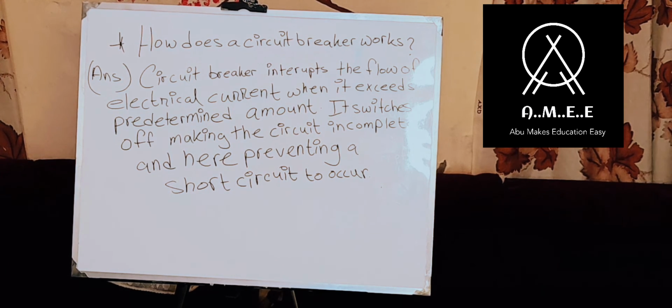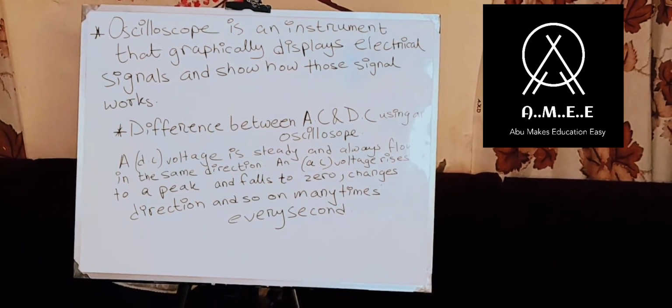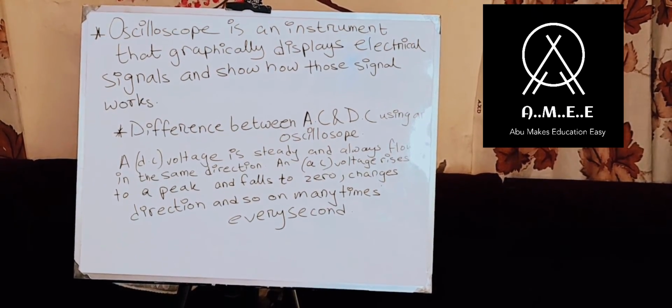So let me write this. I hope you guys have taken a screenshot of what I have written about the circuit breaker. Now what I have written here is that an oscilloscope is an electrical instrument that graphically displays electrical signals and shows how those signals change. Difference between AC and DC using an oscilloscope.